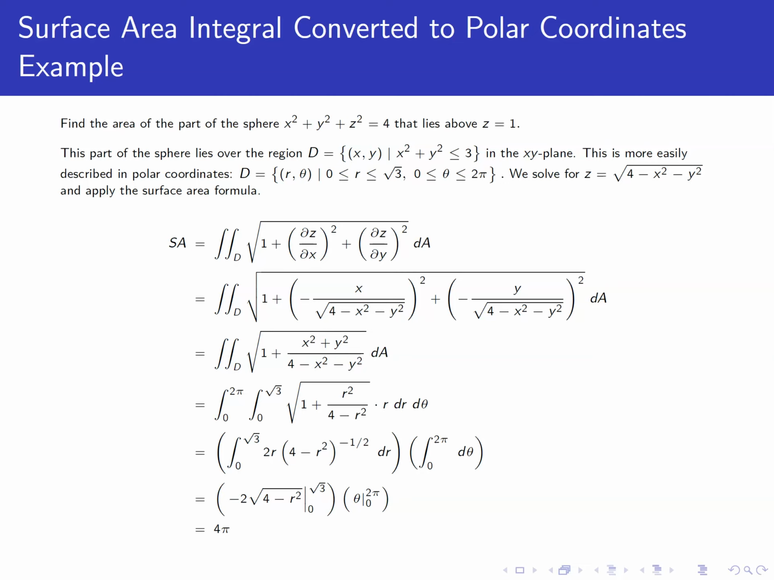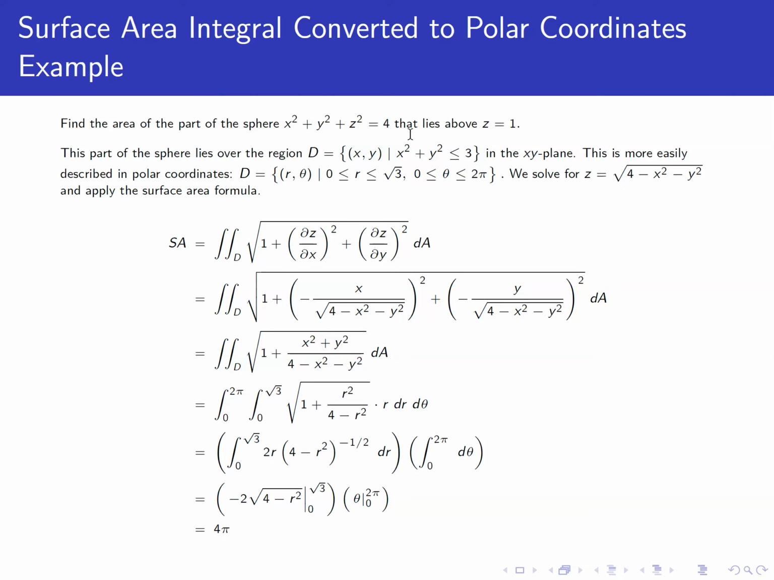So if we think about what part of the sphere we're interested in, what region it lies over in the xy plane, if I put in 1 for z, we get x squared plus y squared equals 3. So we can imagine a cylinder, x squared plus y squared equals 3, intersecting the sphere x squared plus y squared plus z squared equals 4, where that intersection happens at z equals 1. So that part of the sphere lies over that region, x squared plus y squared is less than or equal to 3.